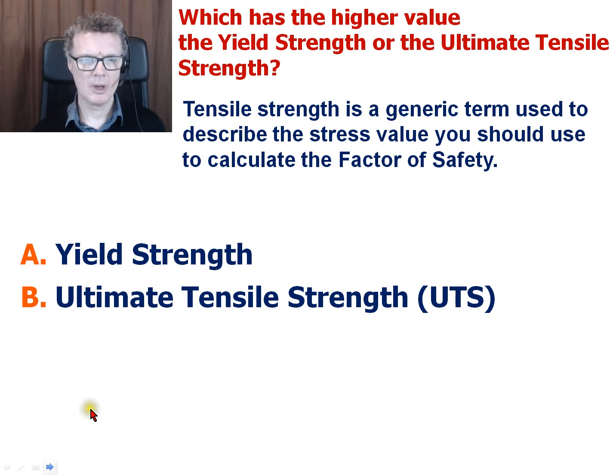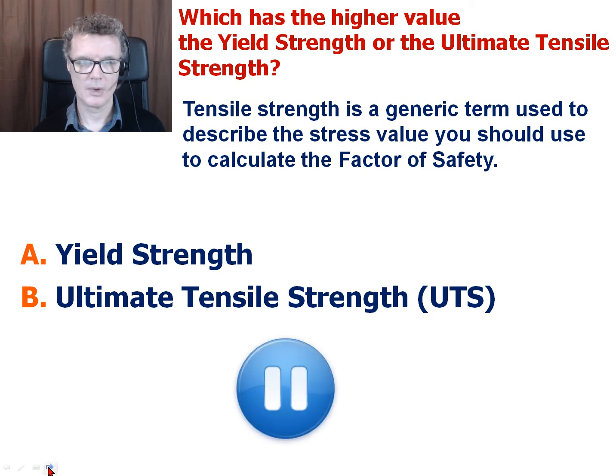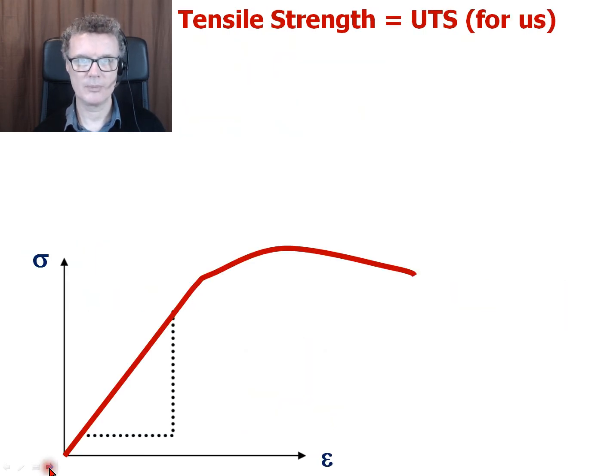For our module, in the first year, which one will we use to find our factor of safety? Have a think about it. Once you've thought about it, press play. So we're going to use ultimate tensile strength, which is probably a bit more dodgy because obviously we've gone beyond starting to deform our material. But it should give us a good estimate for when we expect failure to actually occur.